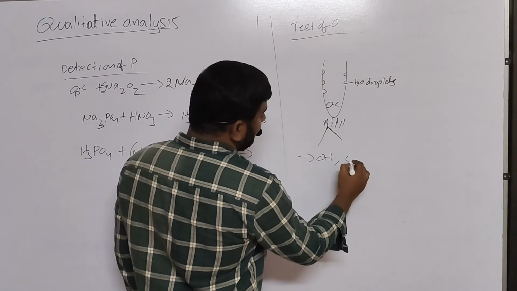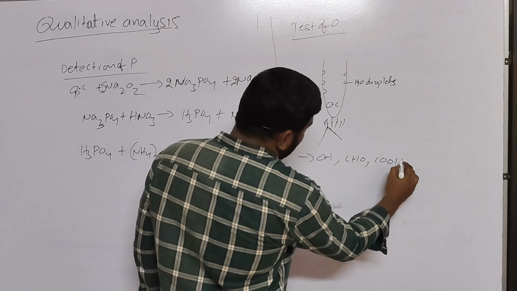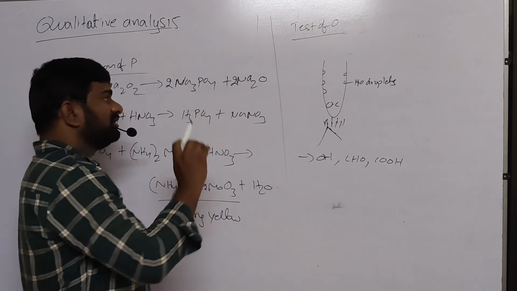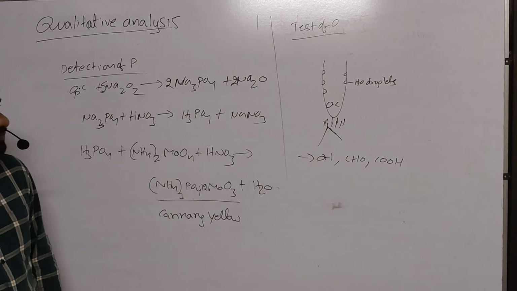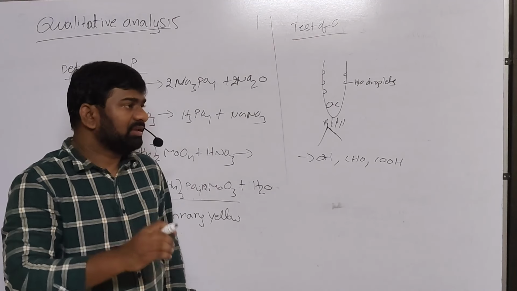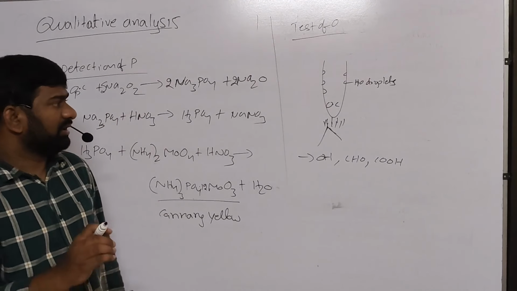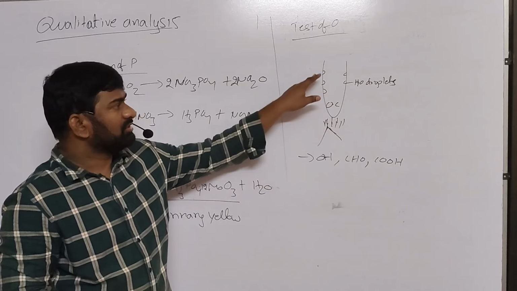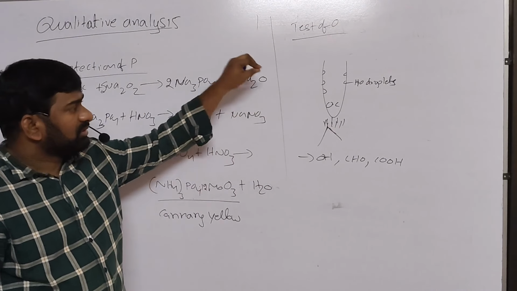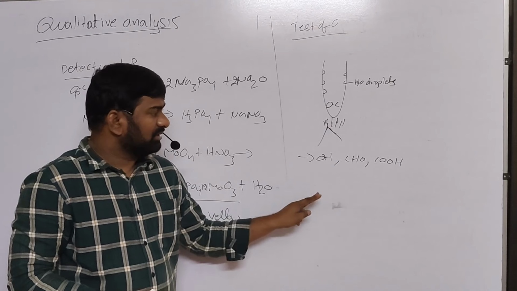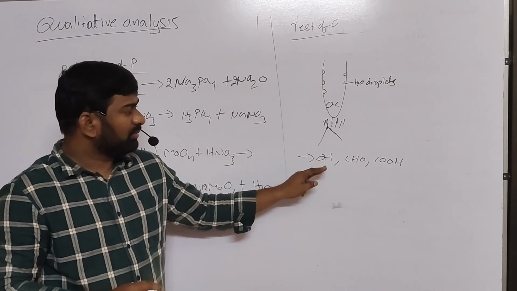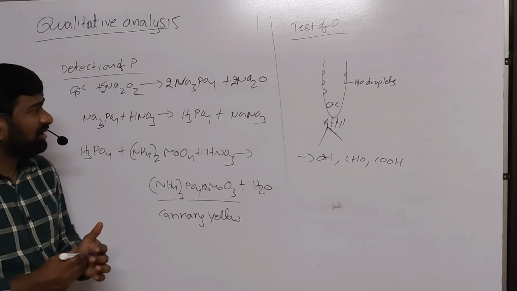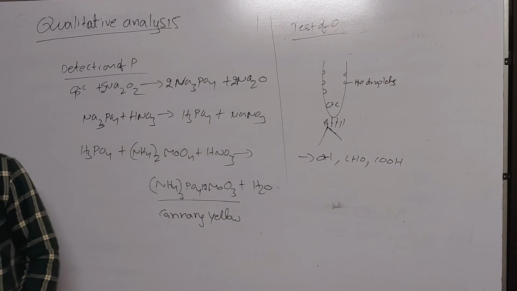It may be alcohol, it may be CHO, it may be COOH, because in all of these an oxygen atom is present. That's why there is no direct test for oxygen. We have to identify whether oxygen is present in the given organic compound by heating in a dry test tube. If water droplets are formed on the walls of the test tube, then oxygen is present. It may be any functional group: alcohol, aldehyde or carboxylic acid. Right, this is the qualitative analysis.